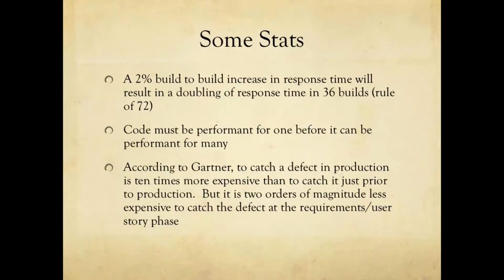Some scary statistics for you. This gets to asking a performance question. So there's a rule of 72 in finance, which means you can take the number 72, divide it by any number, and you'll get how many periods it takes to double your money. So think about a really small increment of a response time increase, 2%. You take that over 36 builds, you've doubled your response time.